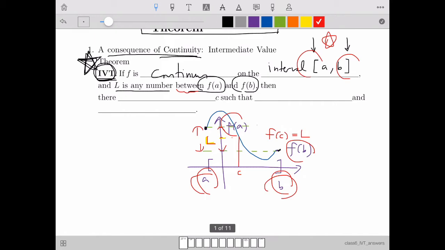Then there exists c such that c belongs to, is an element of, is strictly inside this interval, because L is strictly between f of a and f of b, and f of c equals L. The function value at c is L. That's the intermediate value theorem. Memorize this.